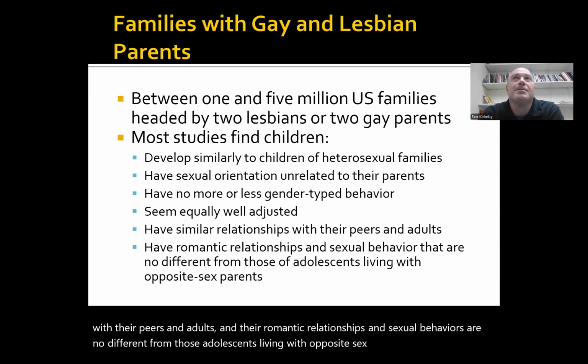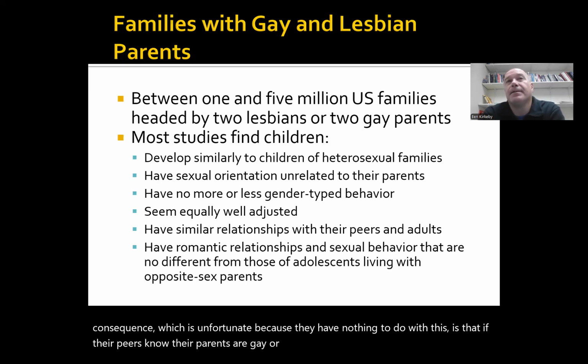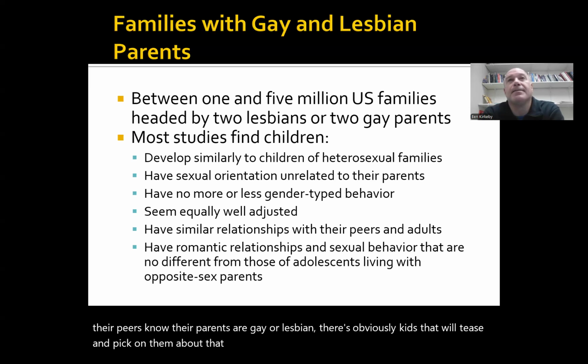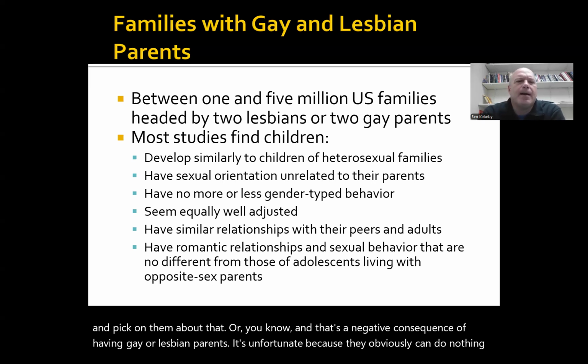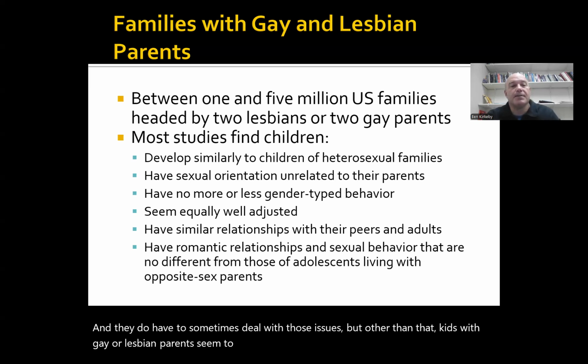The only negative consequence, which is unfortunate because they have nothing to do with this, is that if their peers know their parents are gay or lesbian, there are obviously kids that will tease and pick on them about that. That's a negative consequence of having gay or lesbian parents, and it's unfortunate because they can do nothing about it, and they do sometimes have to deal with those issues. But other than that, kids with gay or lesbian parents seem to be no different than kids with heterosexual parents.